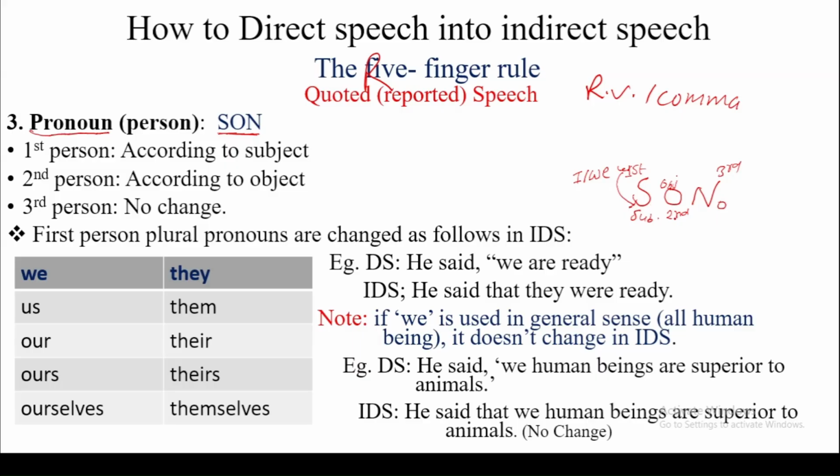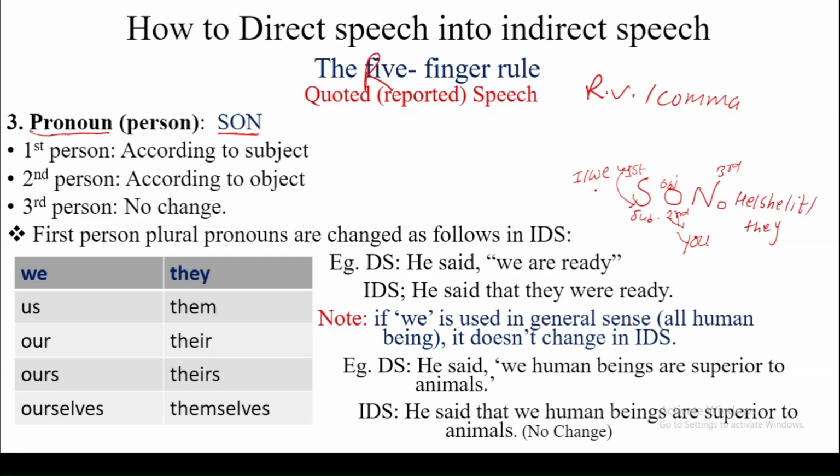And the pronoun of second person, like you, is changed according to object. And the pronouns of third person, like he, she, it, they, are not changed. It means there is no change rule for pronouns of third person.